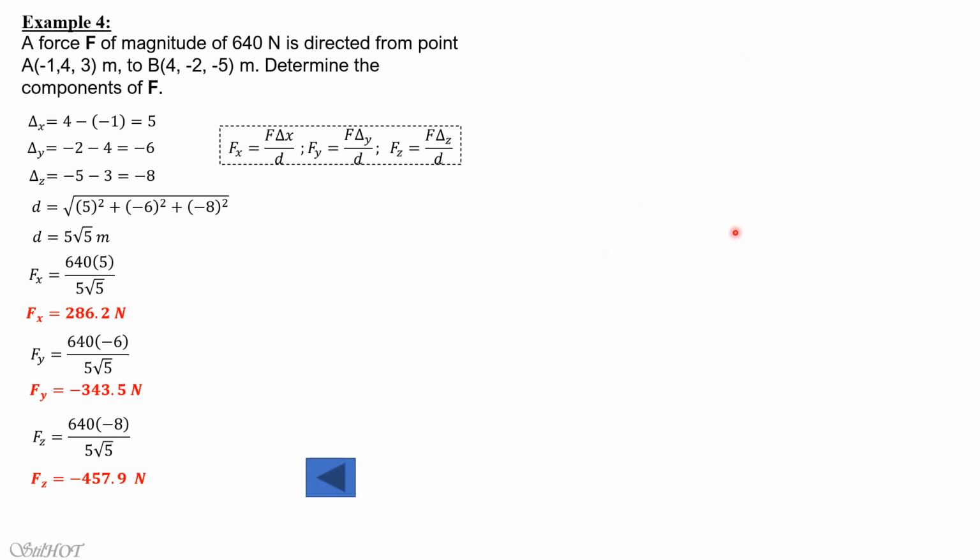Then let's also solve problems as an exercise from your handout that I uploaded. So this is the first, to find the moment of the 360 newton force about A. Let's solve this in two ways. One is the direct method, the other one is Varignon's theorem.